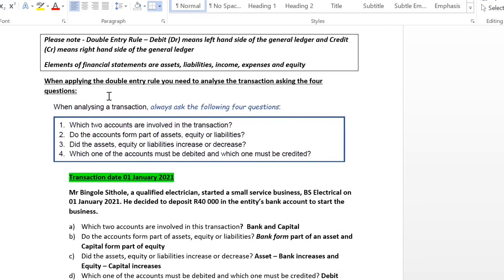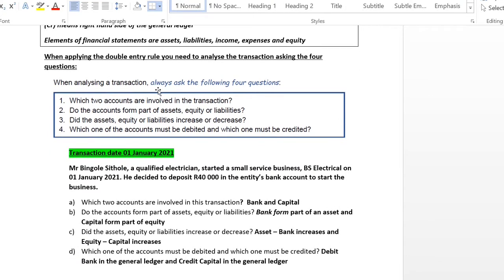So when analyzing a transaction, I need you to ask yourself the following four questions. Which two accounts are involved in the transaction? Do the accounts form part of asset, equity, or liability? Did the asset, equity, or liability increase or decrease? Which one of the accounts must be debited and which one of the accounts must be credited in the general ledger and the trial balance?